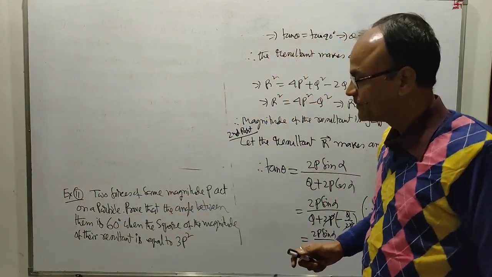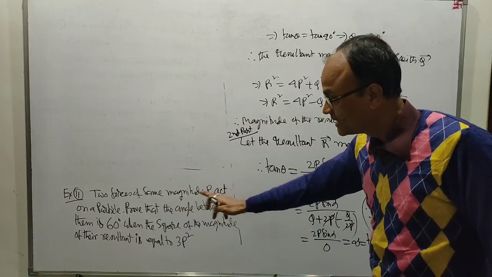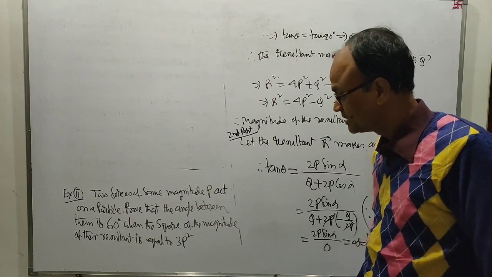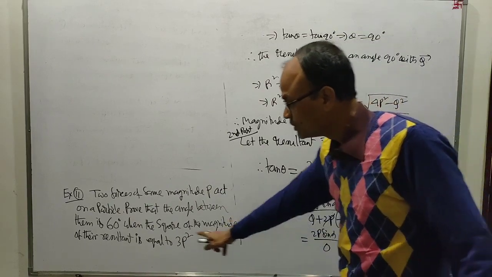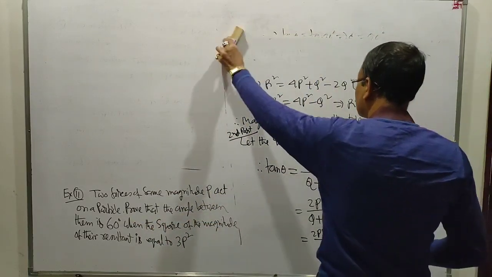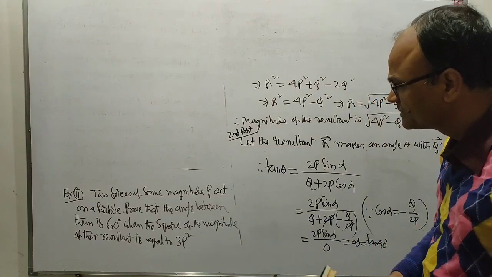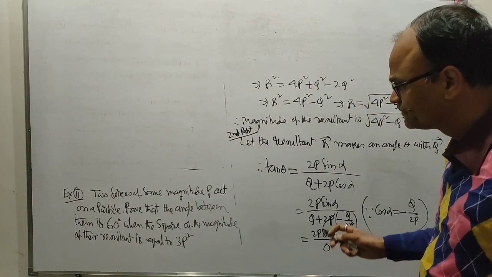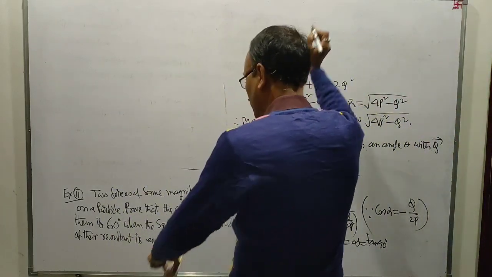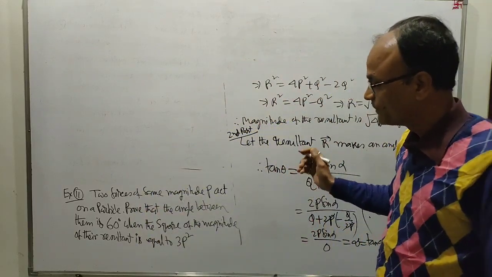Now question number 11. What is it? Two forces of same magnitude P act on a particle. Prove that the angle between them is 60 degree when the square of the magnitude of the resultant is equal to thrice P square. We have to find the angle between them.